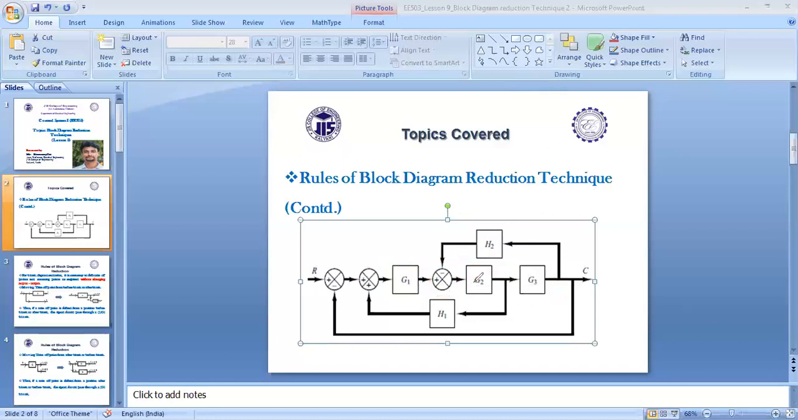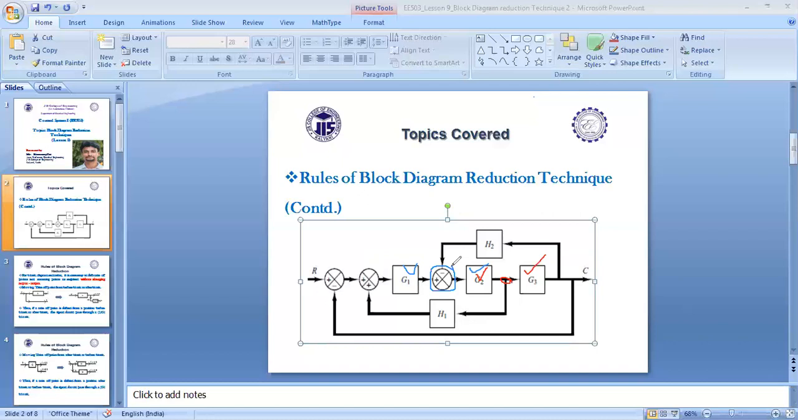Again, I am repeating, G2 and G3 are not connected in series here due to this takeoff point. G1 and G2 are not connected in series due to this summing point. So what we need to do is, the summing point is to be shifted before G1 or after G2, so that there can be a direct connection between G1 and G2, making a series connection.